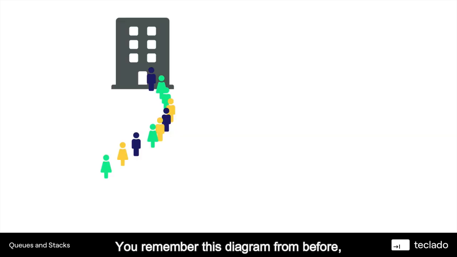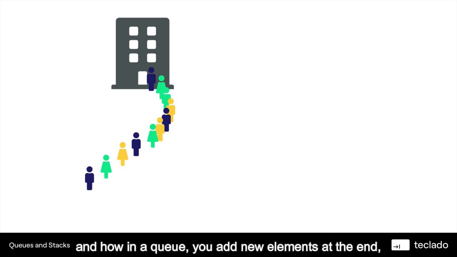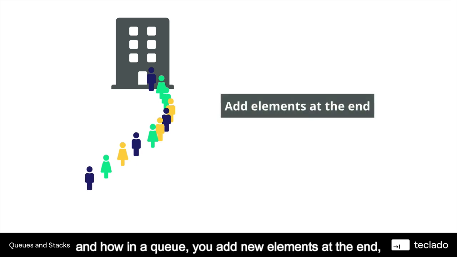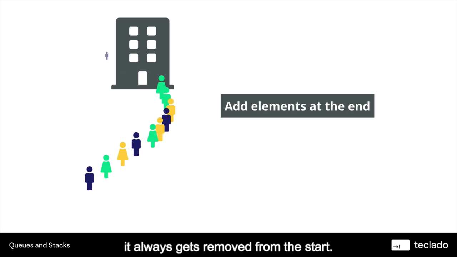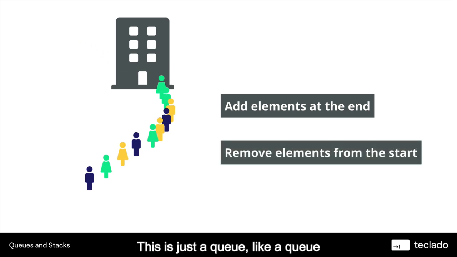You remember this diagram from before and how in a queue you add new elements at the end, and when you remove an element it always gets removed from the start. This is just a queue, like a queue for the supermarket, for example. And a queue in Python we can implement using lists or using the deque module or the queue module as we've seen before. Here's a simple sample implementing a queue using lists.